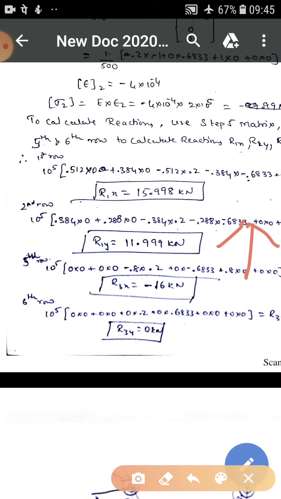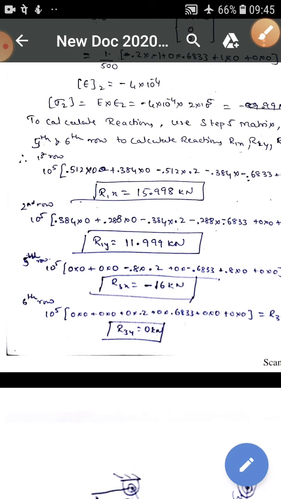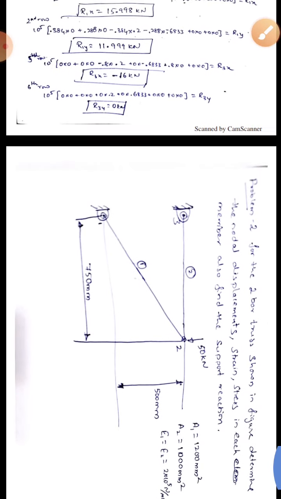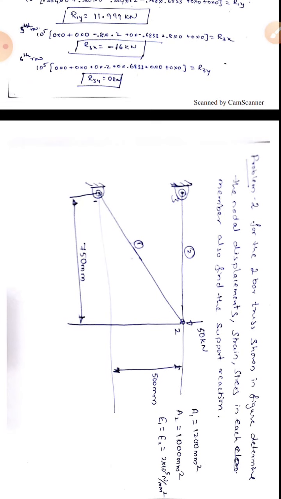The force applied is in the downward direction, and the reaction generated is in the upward direction, so they are equal and opposite. Our force applied is equal to our reaction generated, and R3y is 0. Now R1x is 15.99 kilonewton and R3x is minus 16 kilonewton. They are also equal and opposite, so our system is under equilibrium. Now the problem gets over here.